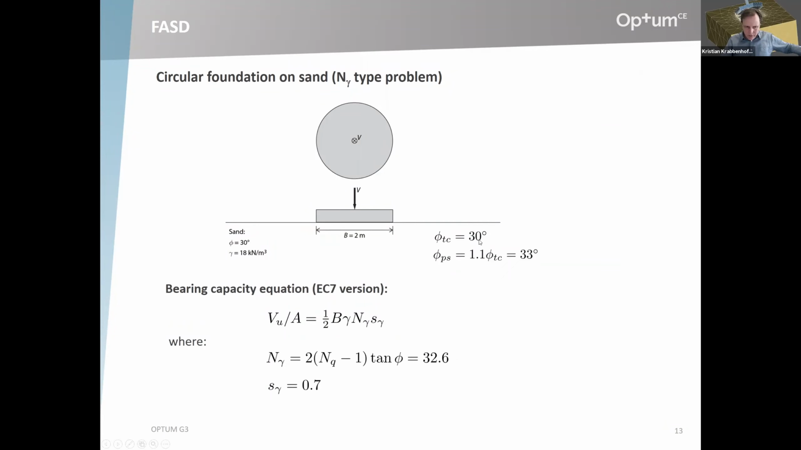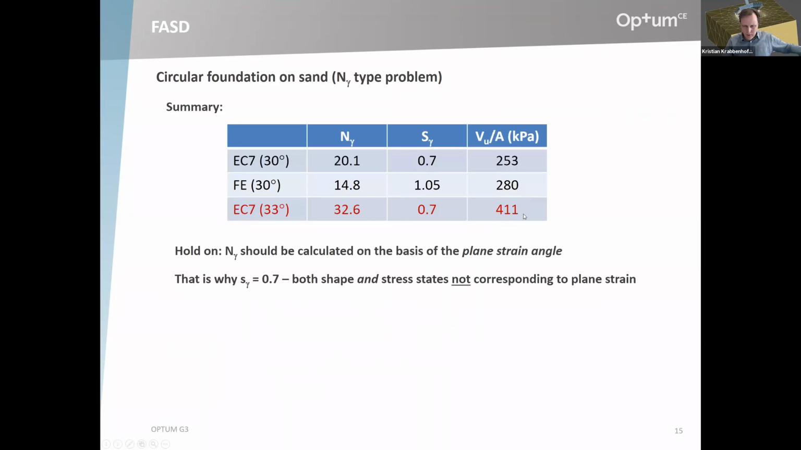So let's say that the 30 degrees was the triaxial angle. And then what is the plane strain angle? Well, Jan and I had drilled into our heads as students, I was going to say a long time ago, but let's say some time ago, that the way you get the plane strain angle is you multiply the triaxial angle by 1.1. You then get 33 degrees, and that's the angle you should be using when calculating N gamma. So that gives a somewhat different bearing pressure, 411 now, which is quite a bit above what we had before.